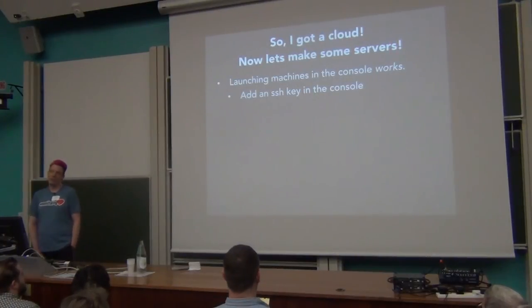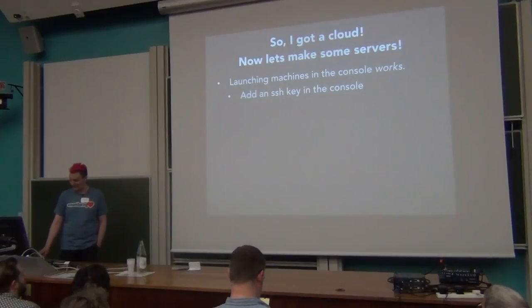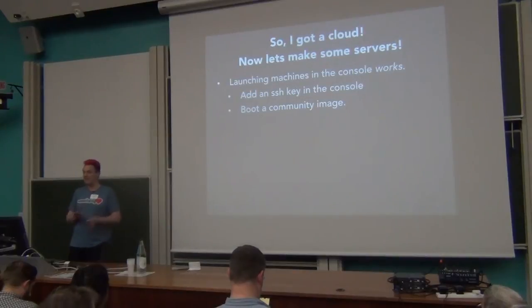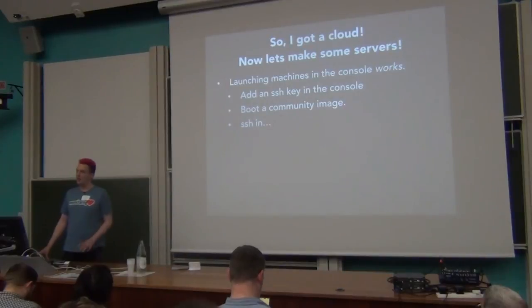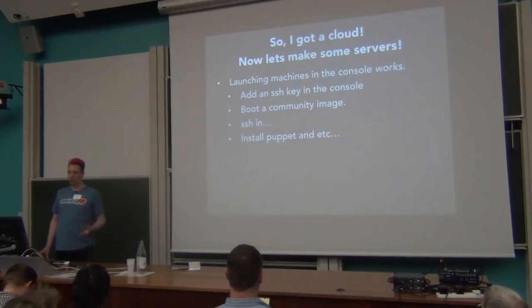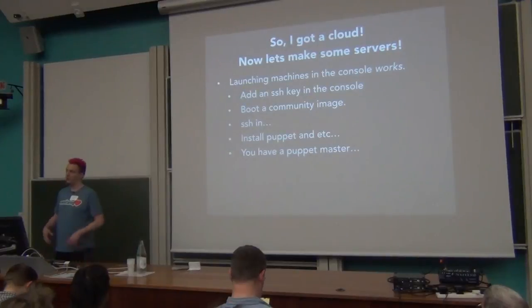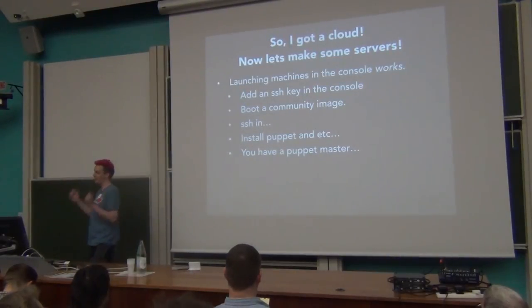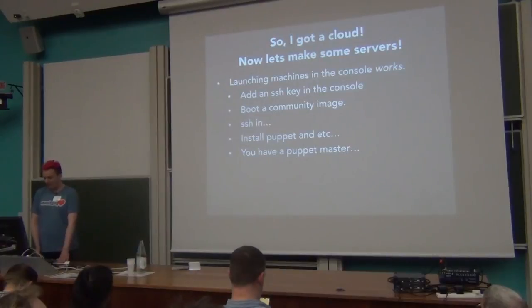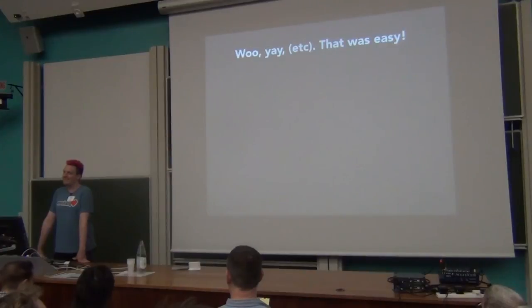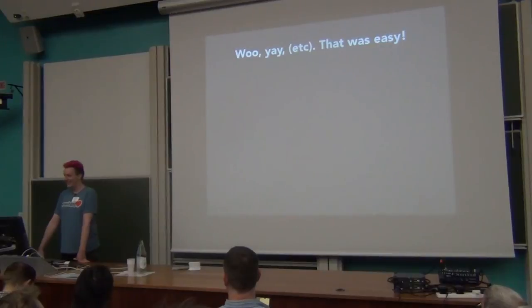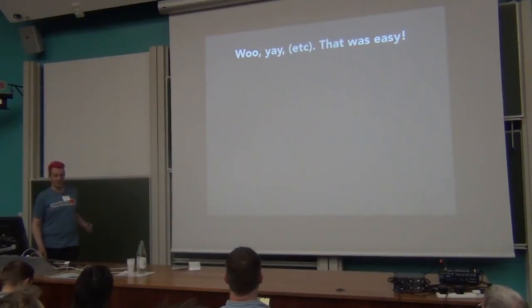In fact, it's really easy to get started on Amazon. I did say this already. You can boot a community image, no matter what Linux-based or FreeBSD operating system you want to use, there's a community image. And you can just boot it, and you can SSH in, and you can install Puppet, and happiness, because you've suddenly got a Puppet Master. Well, a couple of hours later. Great, that was easy. Except, kind of, Puppet Masters, you need them, but they don't really provide any business value directly. So we actually need some servers now.